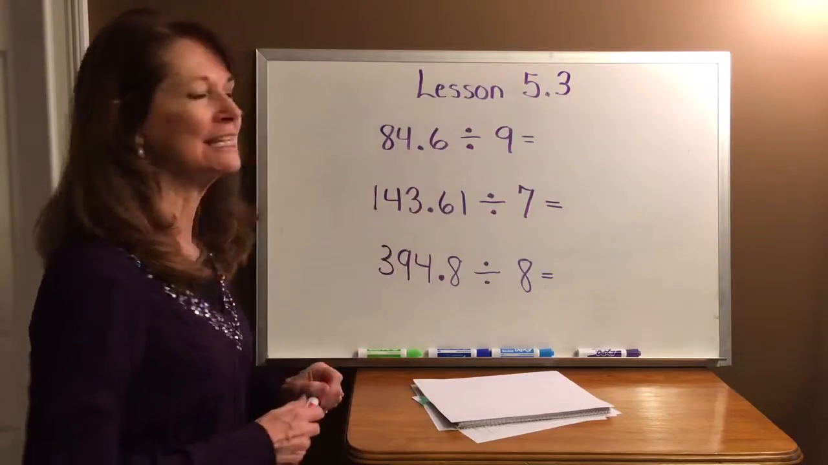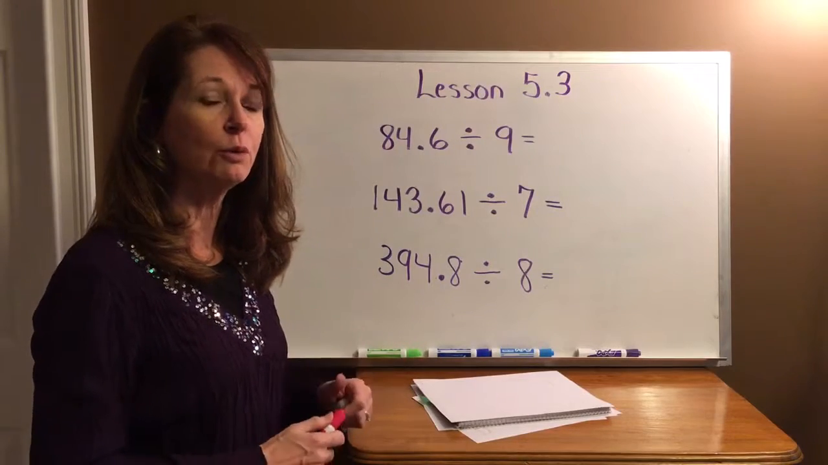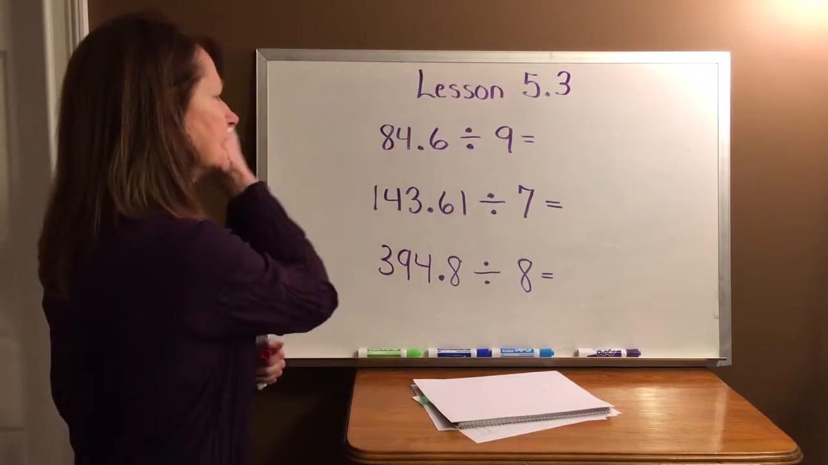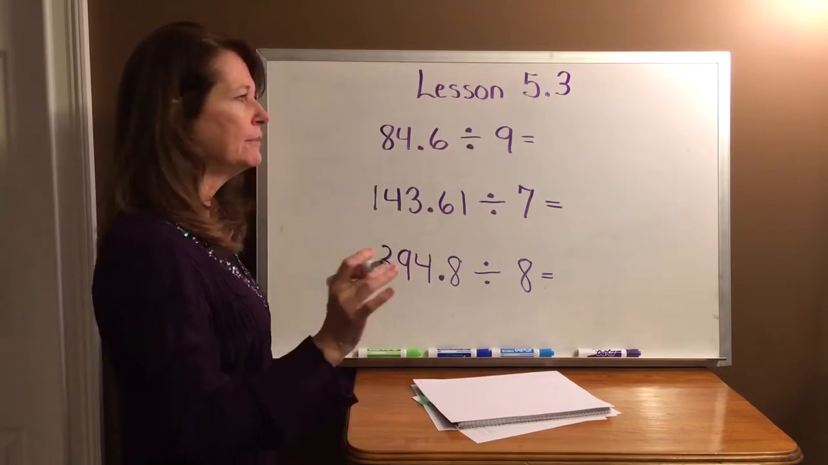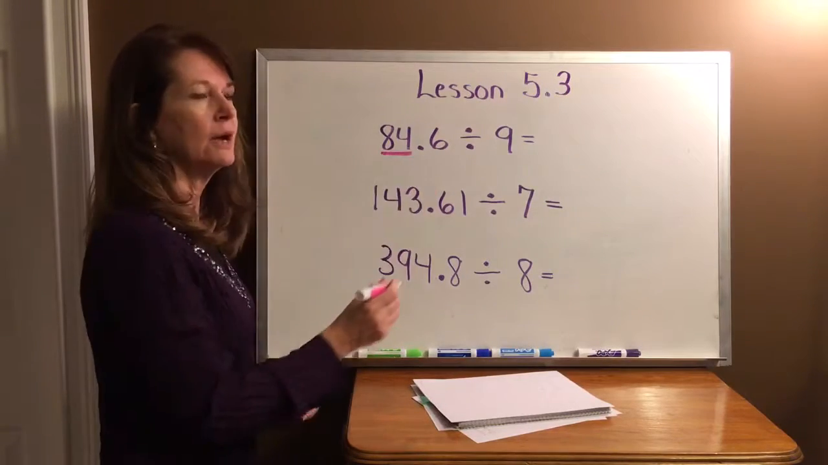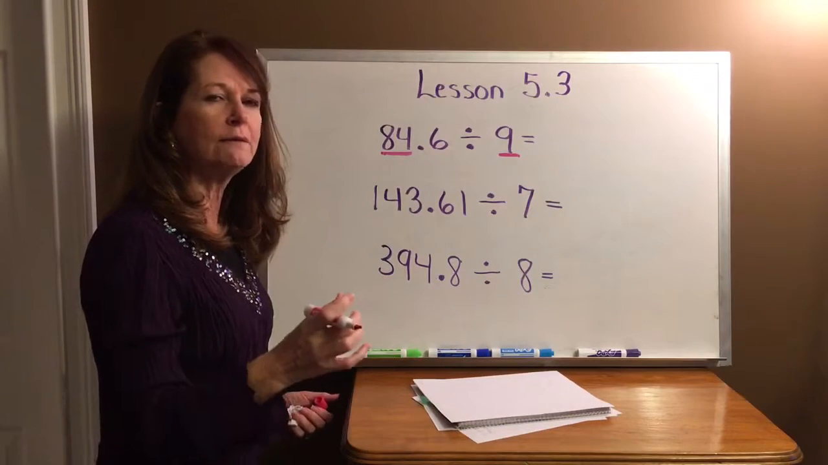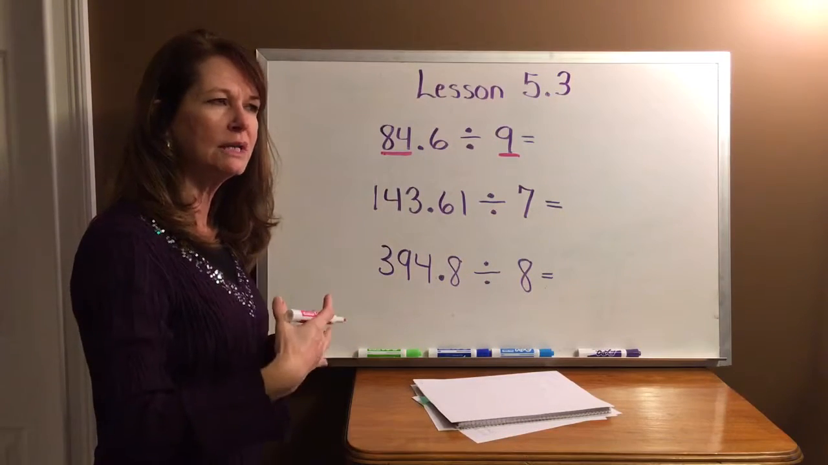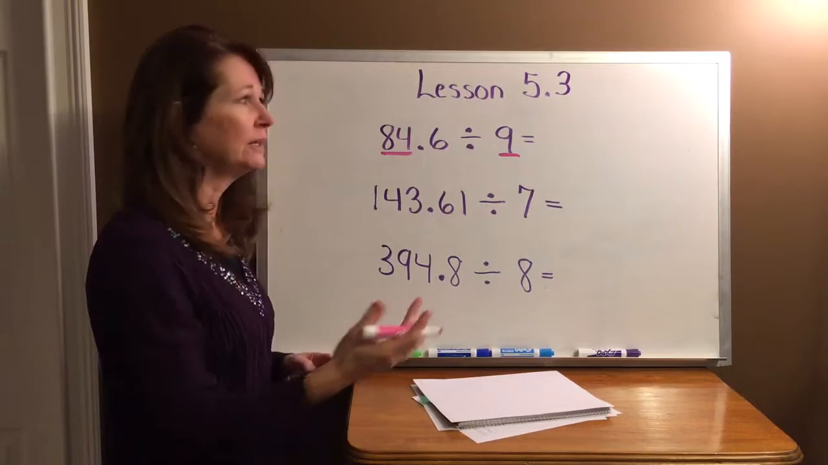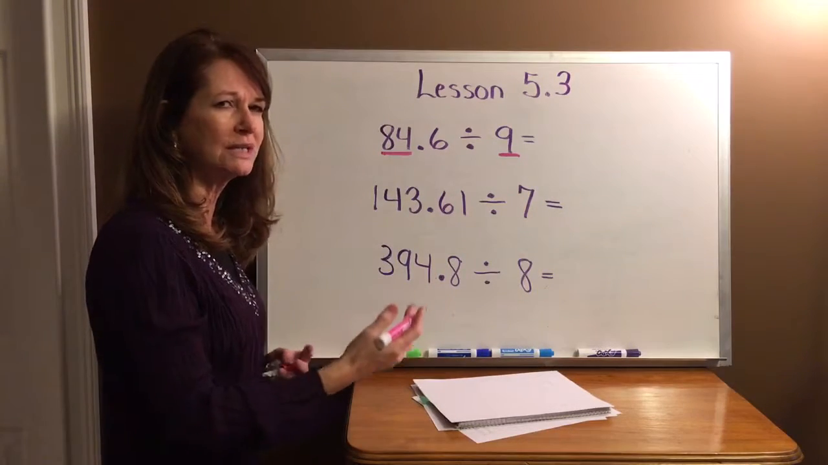All right, so let's look at this. This should bring back some memories of when we did this before with whole numbers and we were looking for compatible numbers. Here's how we're going to do this with decimals. First off, we're going to be looking at the whole number right here, 84, and our divisor 9. We're looking for compatible numbers. Remember, numbers that easily work together, they're really fact families too. It's really something divided by 9, something that works together.